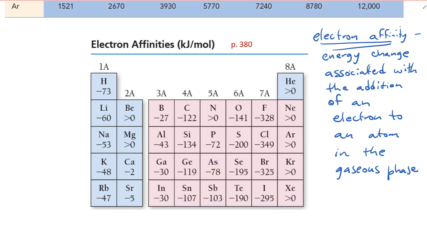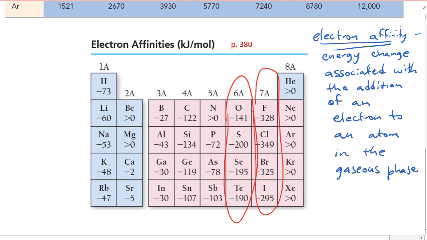Now, if we try to look for trends in electron affinities like we did for the ionization energies and the radii, we don't quite see such a nice trend as the other ones. What we should notice is that these groups right here have the values that are most exothermic. Again, these are given in units of kilojoules per mole. And what that is basically telling us is that these elements, the ones in group 7A and 6A in the periodic table, have a high affinity for electrons.